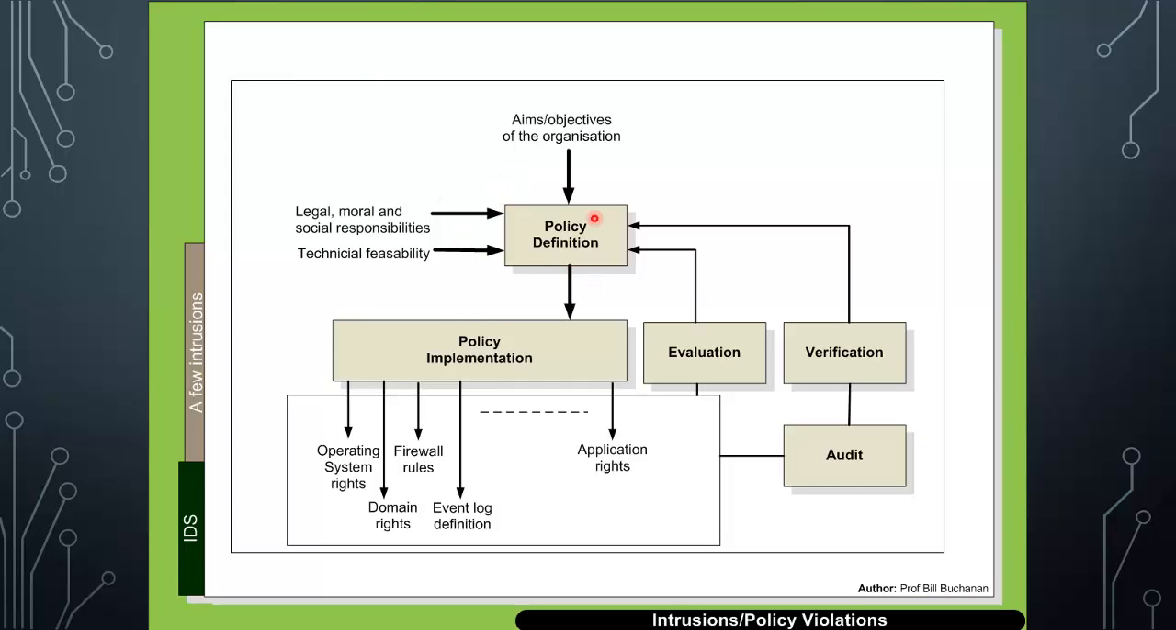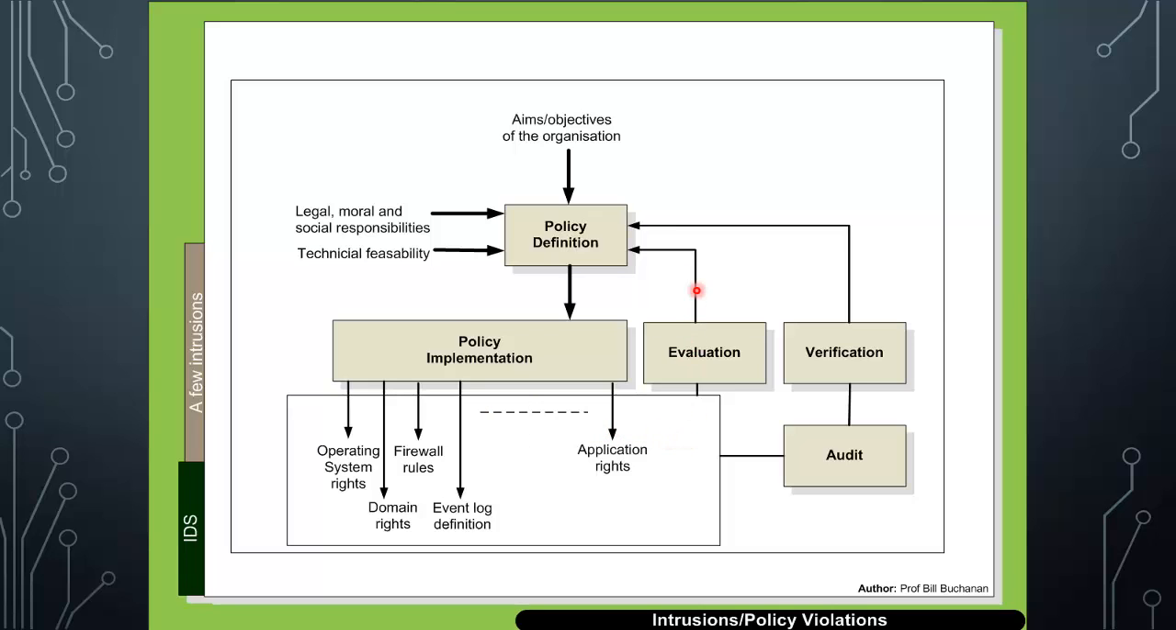Okay, so normally the basis of any sort of detection is some sort of policy. A policy defines something which fits in with the aims and objectives of the organisation, any legal, moral and social responsibilities, along with the technical feasibility of anything that we try to implement. We then implement a policy in terms of a whole range of things such as operating system rules, domain rights, firewall rules, event logging, application rights, intrusion detection rules, and so on.